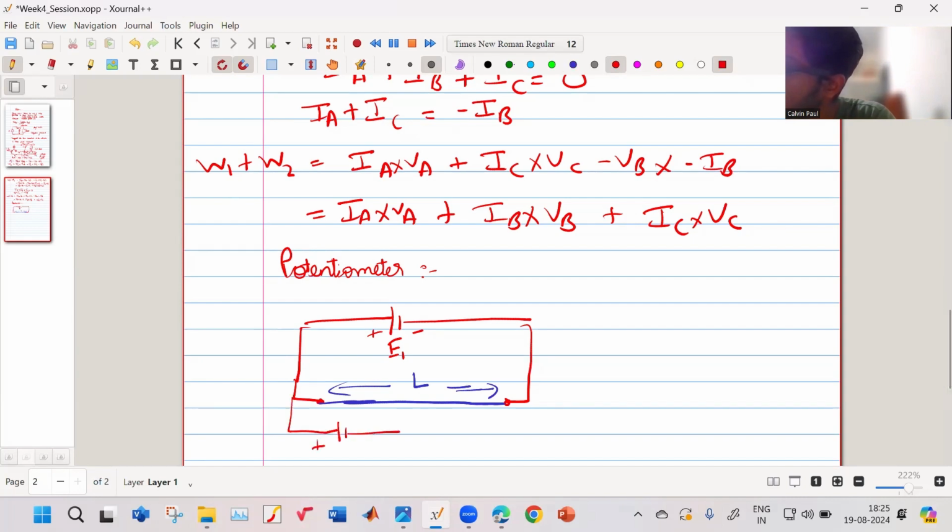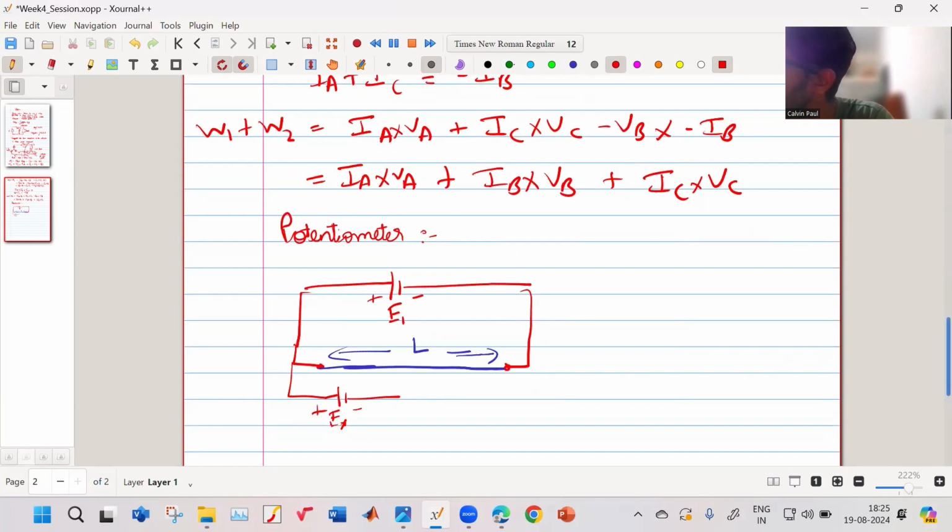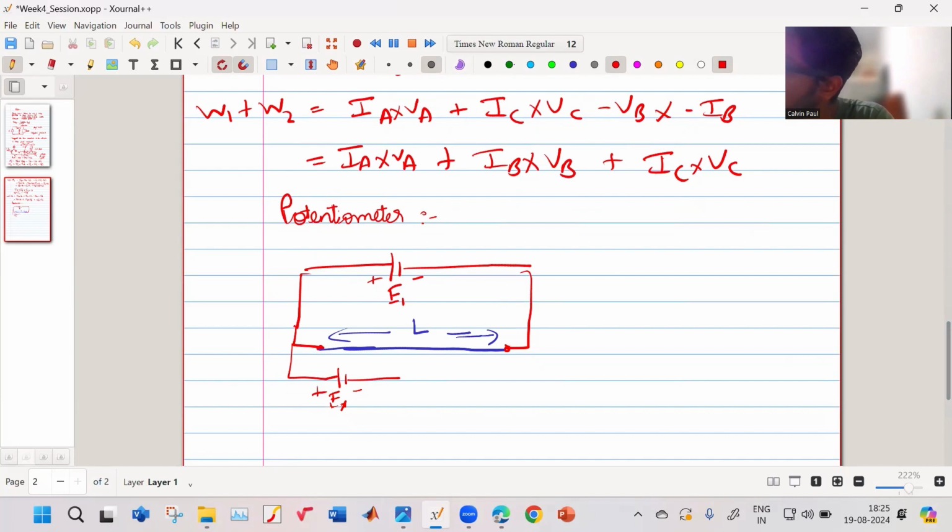We want to measure some voltage Ex. So what we will do is we have to connect this by some jockey. There will also be a galvanometer which will measure how much current is flowing, and then we'll connect it by a certain jockey J.